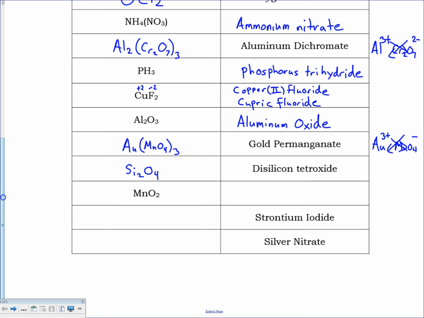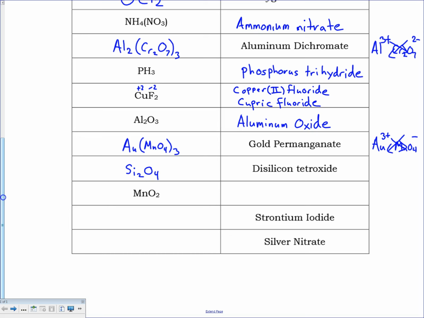MnO2. Mn is manganese. That's a metal, so it's going to be an ionic substance. If you look up manganese on the back of your periodic table, you'll see there are multiple possible manganeses. There's manganese 2 and manganese 4. We have to figure out which one we're talking about. O2 here, we're going to assume it's oxide. There's peroxide listed there, but I'm not going to use peroxide unless I specify that specifically this is peroxide that we're dealing with. So we're going to assume that we've got 2 oxides here.